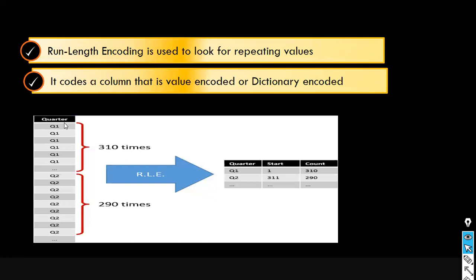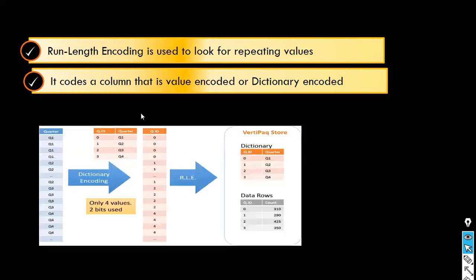For example, I have a column called quarter, and Q1 is repeating almost 300 times, and Q2 repeats 290 times. Q1 values start from the first position up to the 310th, so 1 to 310 are Q1, and from 311 we have Q2, for 290 times. So it reduces this one. And the next one is kind of a combination of the dictionary as well as this technique.